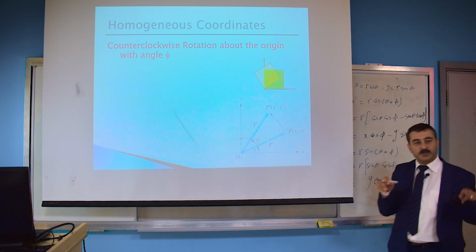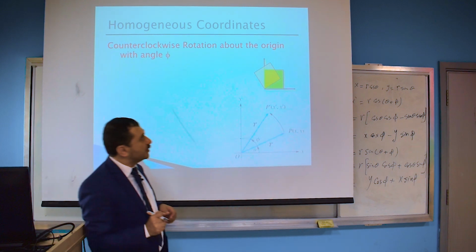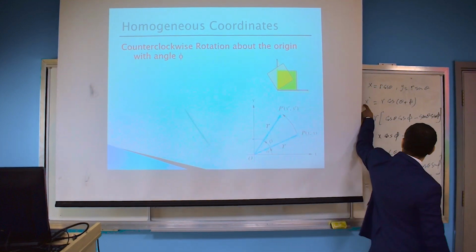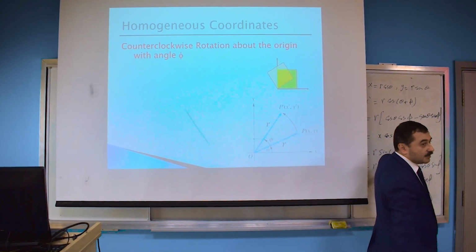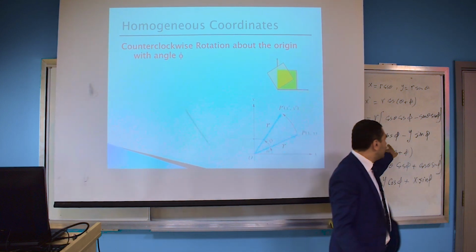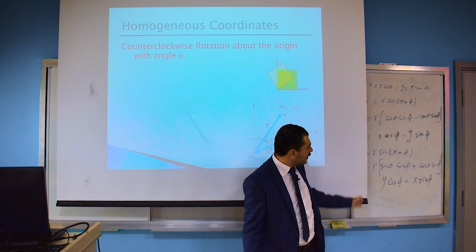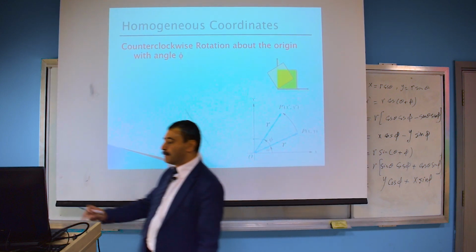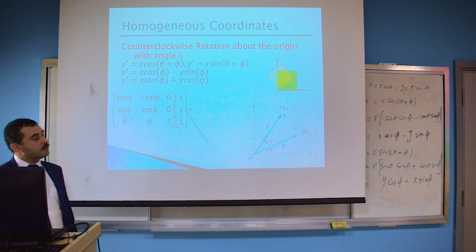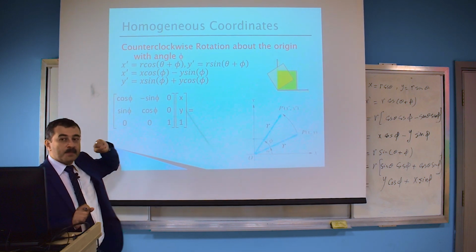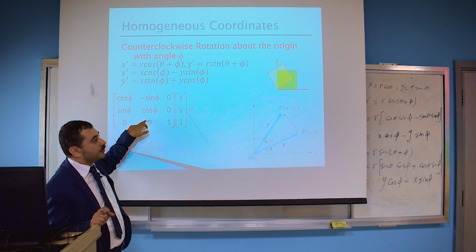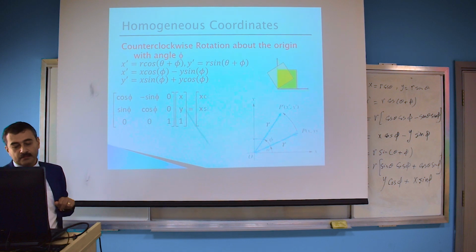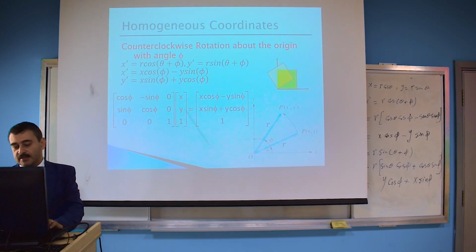So can you write the transformation matrix? What would be the transformation matrix? You can read it from x prime. You have x cosine phi minus y sine phi. So we'll have in the first row cosine phi, then negative sine phi. In the second row, we'll have sine phi, and then cosine phi. Something like this. So this is for the rotation counterclockwise by angle phi to get the new x and y.